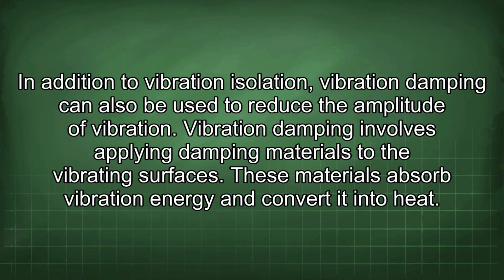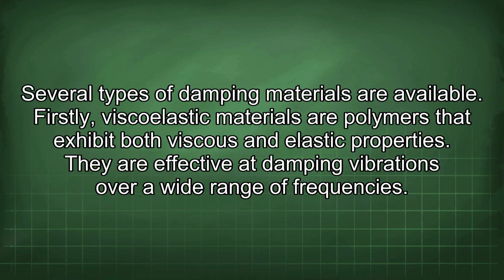In addition to vibration isolation, vibration damping can also be used to reduce the amplitude of vibration. Vibration damping involves applying damping materials to the vibrating surfaces. These materials absorb vibration energy and convert it into heat. Several types of damping materials are available.